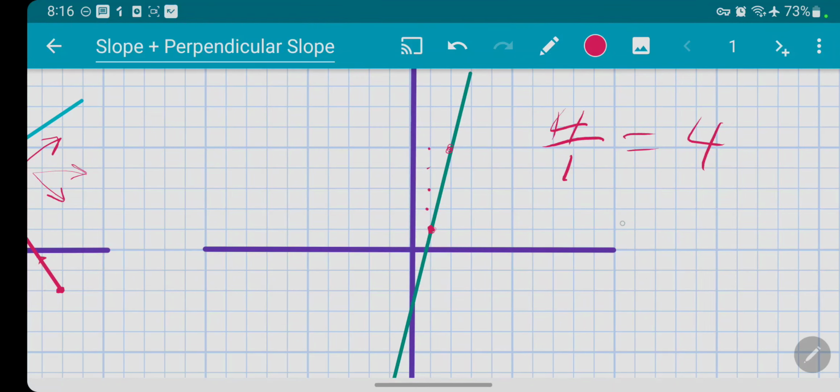But to get the reciprocal slope, or the perpendicular slope, we want to make it reciprocal. So 4 over 1 becomes 1 over 4 and make it negative. Okay, what? So I just want to pause for a second. Why do we flip it over and make it negative? Well, if this line is going up, up, up to the moon at a rate of 4 per 1, that's like pretty fast. 4 y's per 1 x.